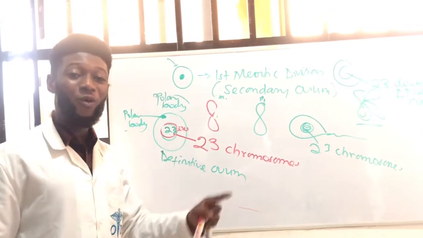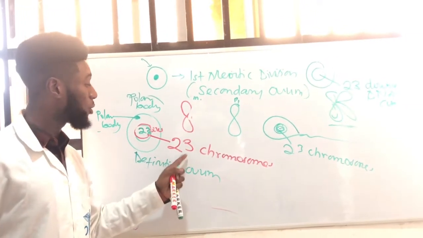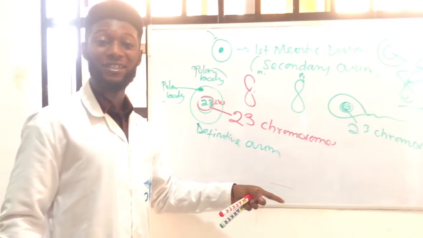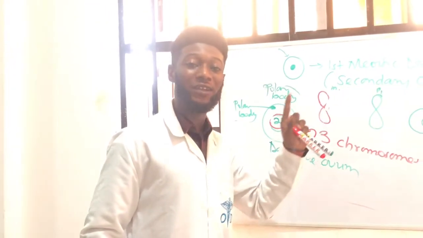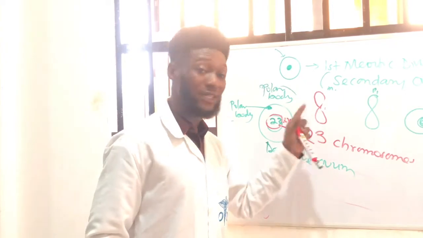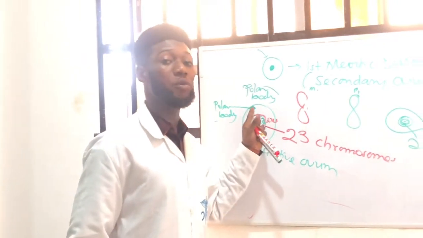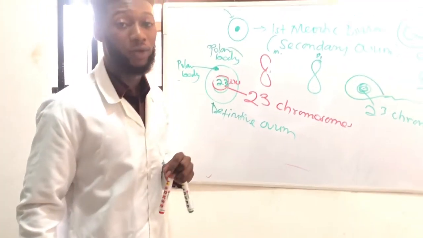It is when I go to the second meiotic division, where I release the unwanted genetic material out, and the friend is, if I say definitive ovum, where it goes to one pole of the zona pellucida and forms the polar body.